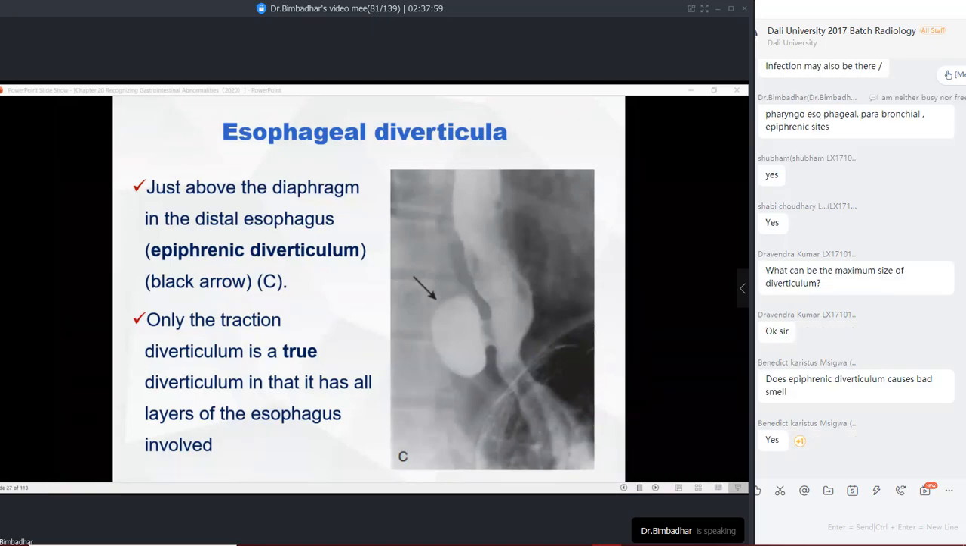But whenever you are suspecting something, we do the barium swallow not only for the diverticulum, but for evaluation as a whole. We are trying to look at the erosions, the obstructions, the outpouchings, the constrictions, and the motility problems all together. So one set of fluoroscopic images will give you a differential diagnosis of around 20 to 30 diseases. So it's a good investigation.